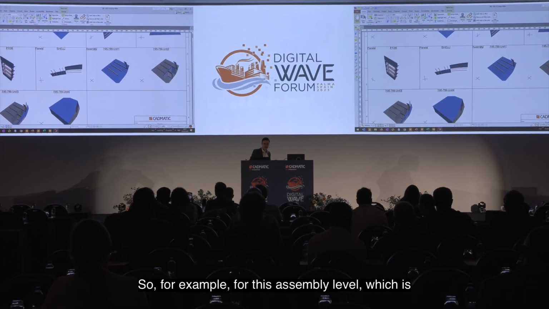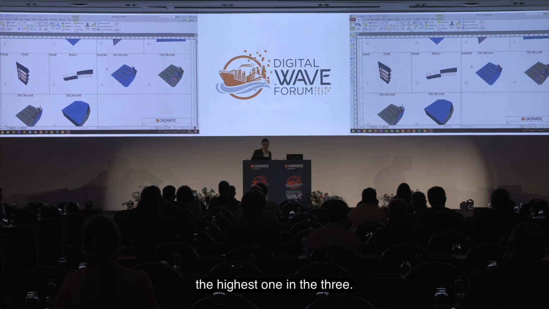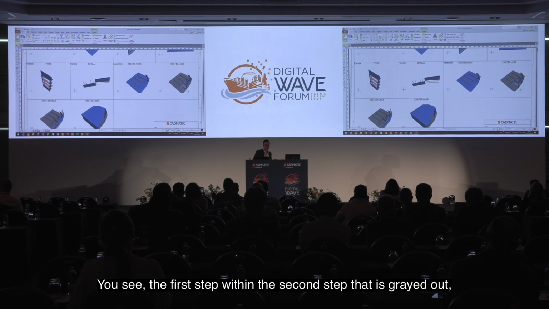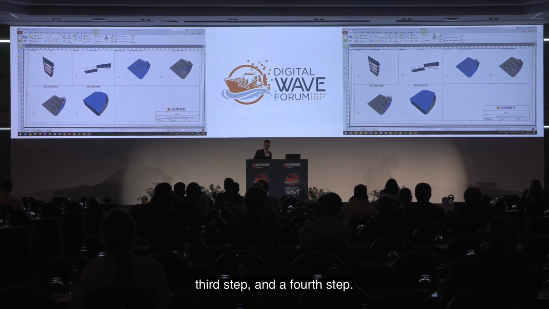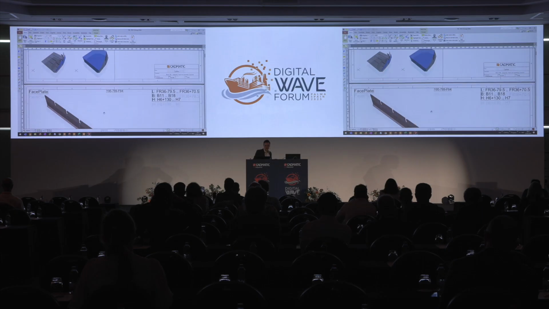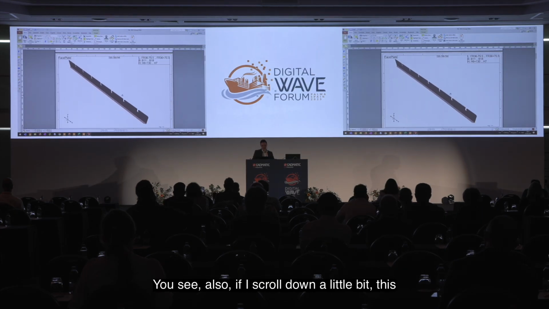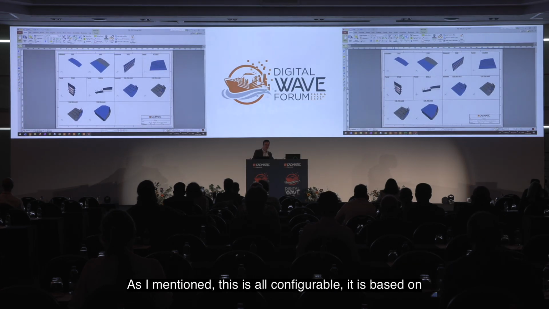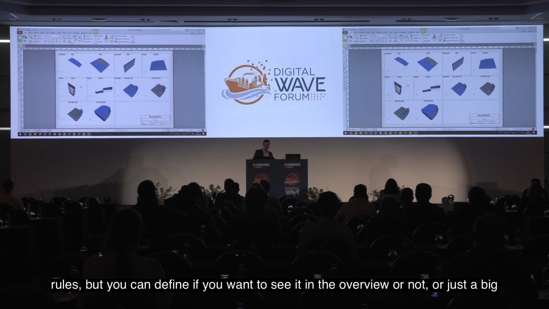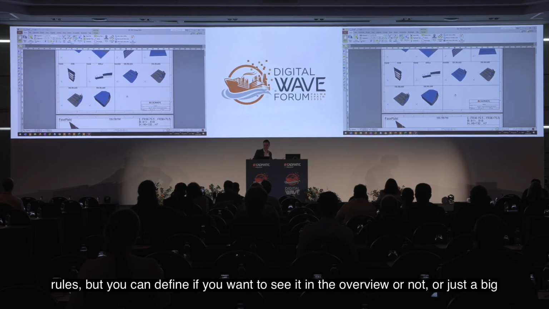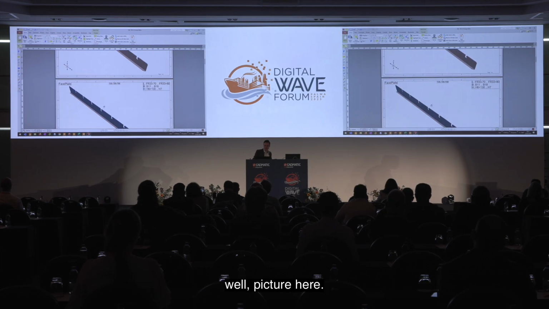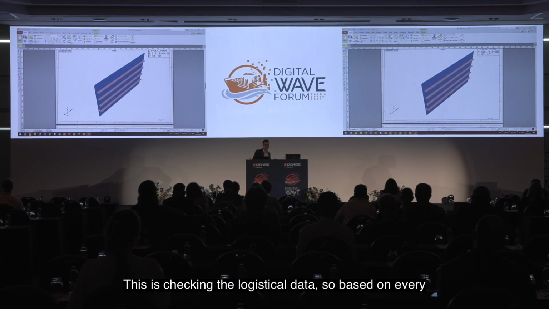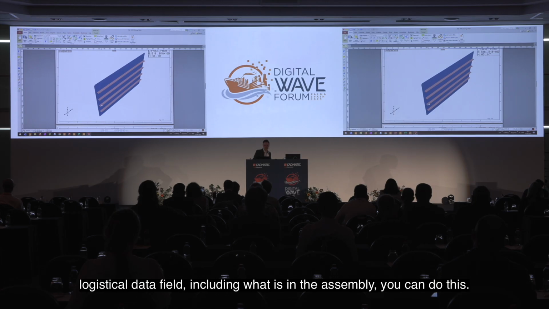So for example, for this assembly level, which is the highest one in the tree, you see the first step, the second step that is grayed out, third step, and a fourth step. You see also, if I scroll down a little bit, this faceplate over here, and you don't see that in the overview. As I mentioned, this is all configurable. It is based on rules, but you can define if you want to see it in the overview or not, or just a big picture here. This is checking the logistical data. So based on every logistical data field, including what is in the assembly, you can do this.